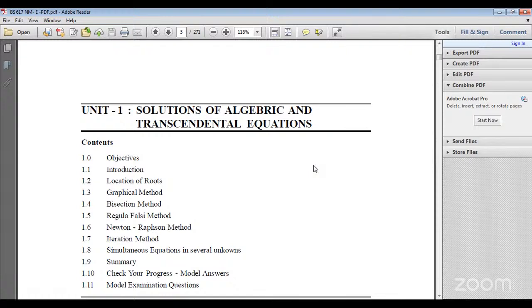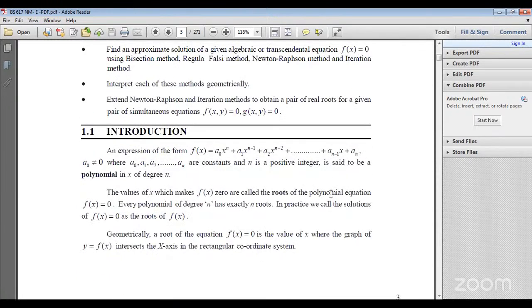Solution of algebraic and transcendental equations: location of the roots, graphical method, bisection method, regula falsi method, Newton-Raphson method and iteration method. An expression in the form f(x) = a0 x^n + a1 x^(n-1) + a2 x^(n-2) + a3 x^(n-3) and so on, where a0 is not equal to 0, and a0, a1, a2, a3 and so on are constants, is said to be a polynomial of degree n.